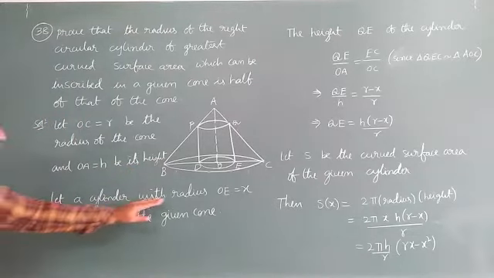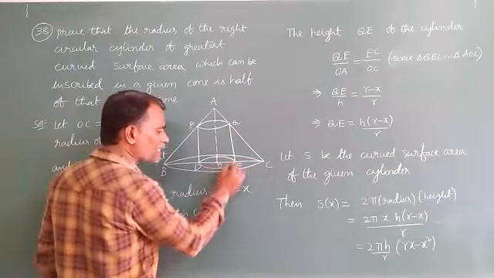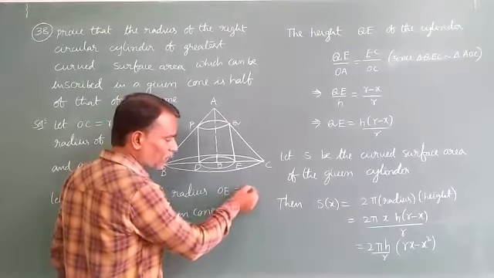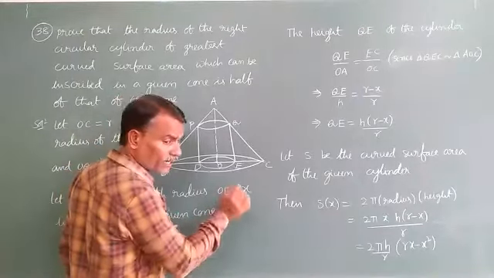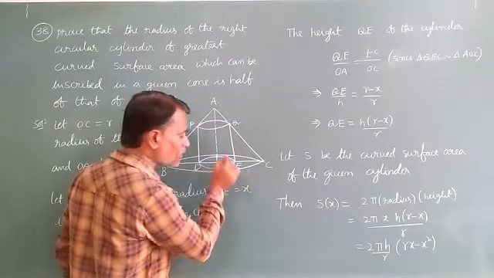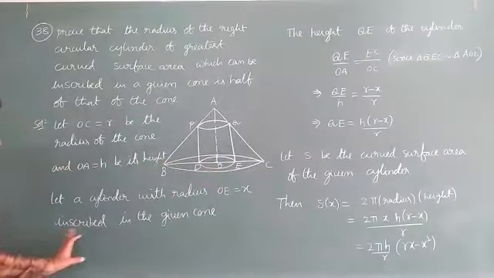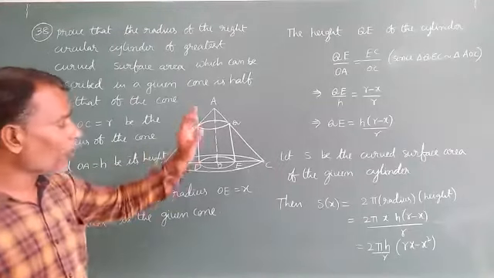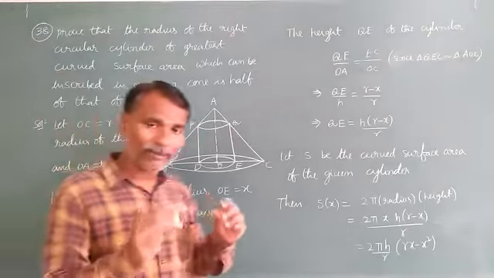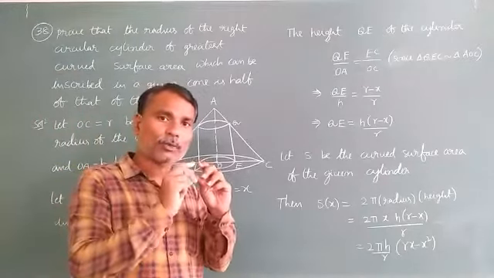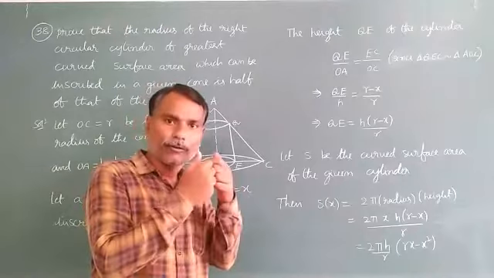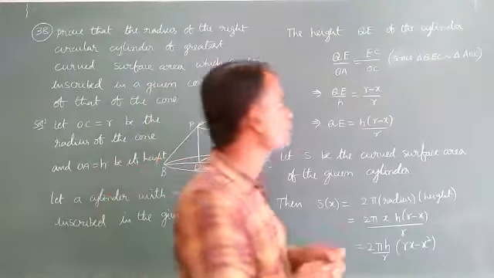Let a cylinder with radius OE equal to X, OE is equal to X unit. This is the radius of the cylinder. X is the radius of the cylinder, inscribed in the given cone. Clear? Now, what we are doing is making a formula in a single variable.